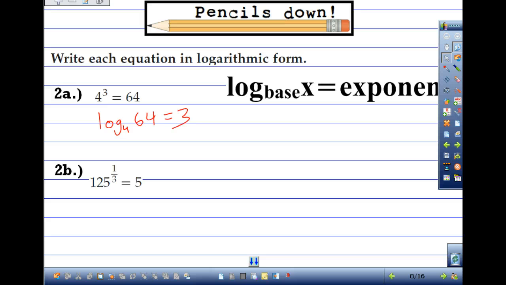It doesn't matter if we have fractions, negatives, or anything. We know we can have fraction exponents. We know we can have negative exponents. Don't let that bother you or change the steps on solving any of these.